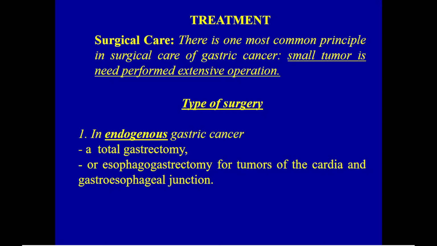Surgical care, treatment. There is one most common principle in surgical care of gastric cancer: small tumor needs extensive operation. Type of surgery in endogenous gastric cancer: total gastrectomy, or esophagogastrectomy for tumors of the cardia and gastroesophageal junction.